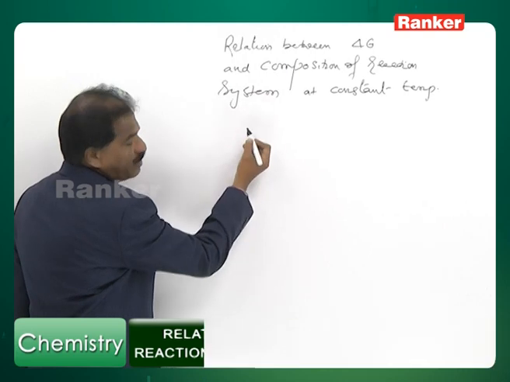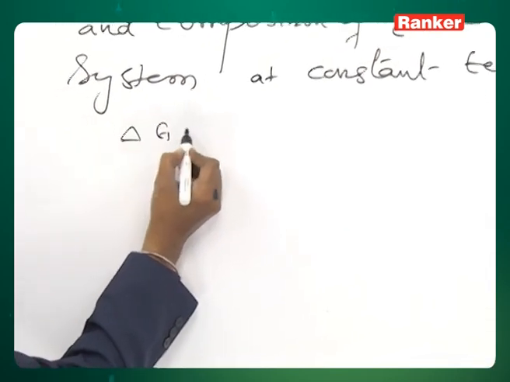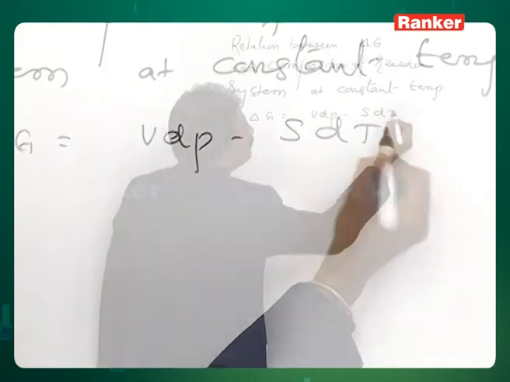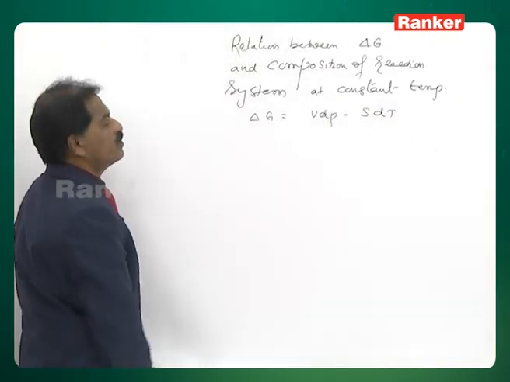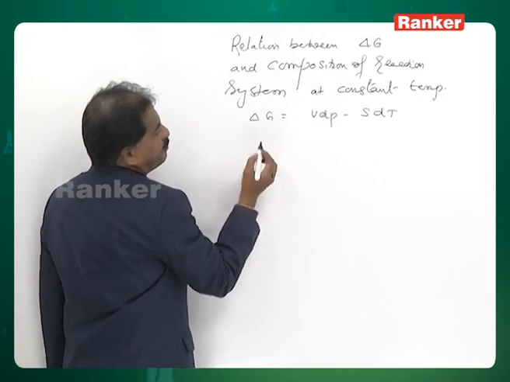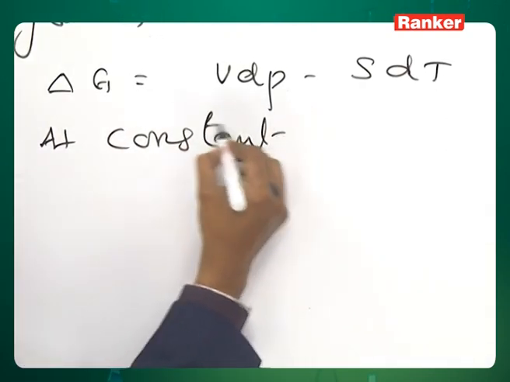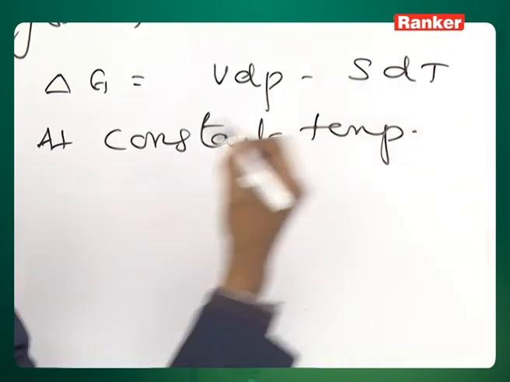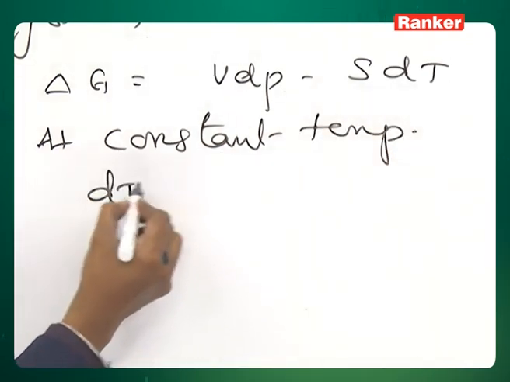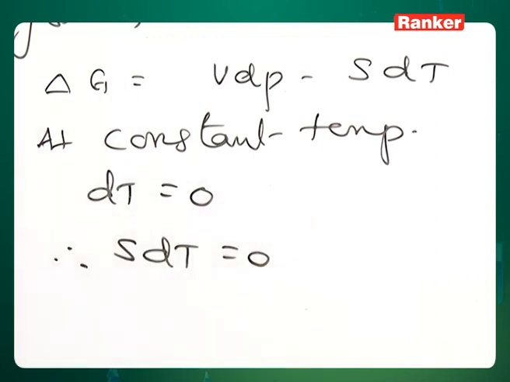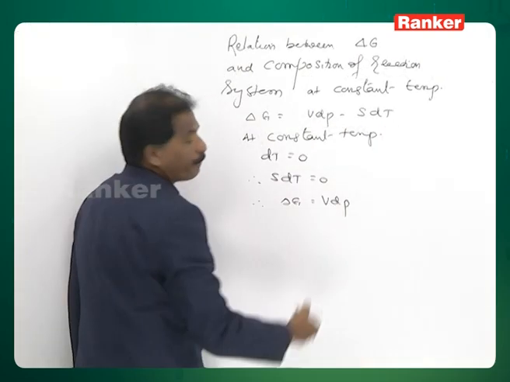See, already we have derived one expression about the free energy: del G is equal to VdP minus SdT. So, when a reaction is proceeding at constant temperature, dT is equal to 0, therefore SdT is equal to 0, therefore del G is equal to VdP.